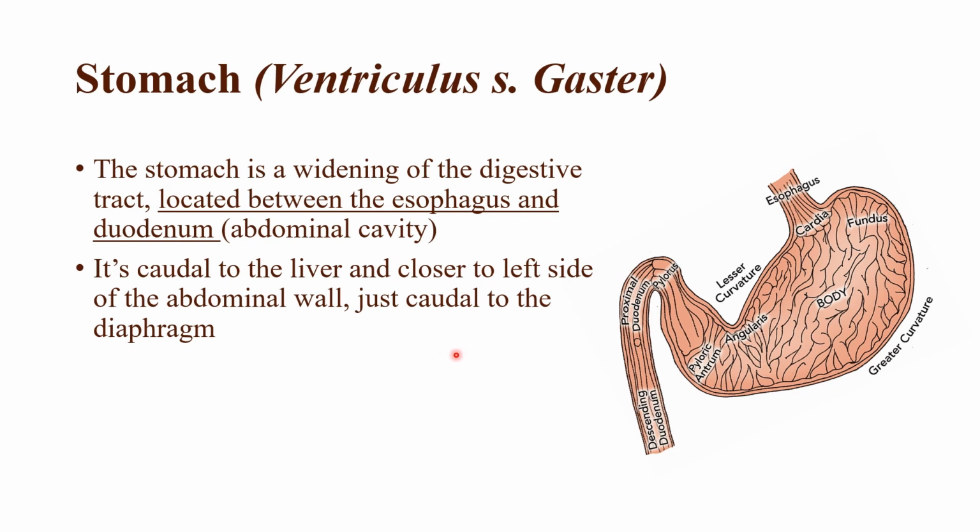Now it's just caudal to the liver and a little bit closer to the left side of the abdominal wall. Since we have many different species and different animals and their stomachs do vary, so for a cow, it will be different than a horse, but still it is more on the left side of the abdominal cavity. Also, it's caudal to the diaphragm as well as the liver, as already mentioned.